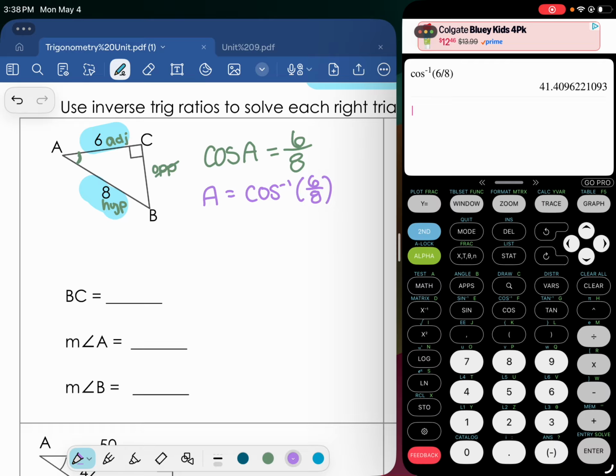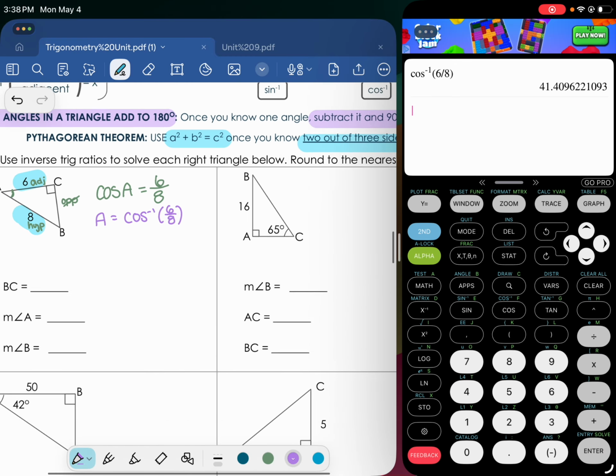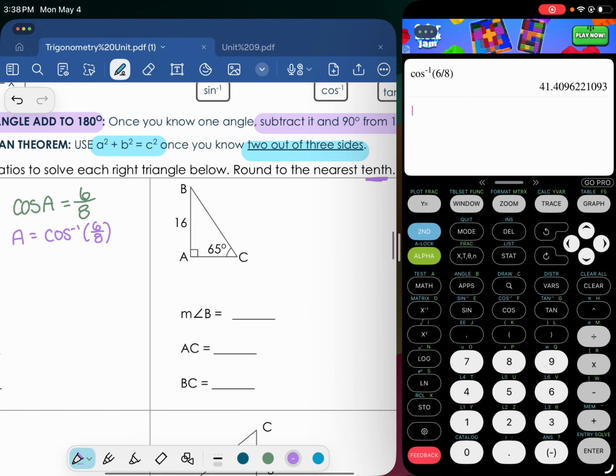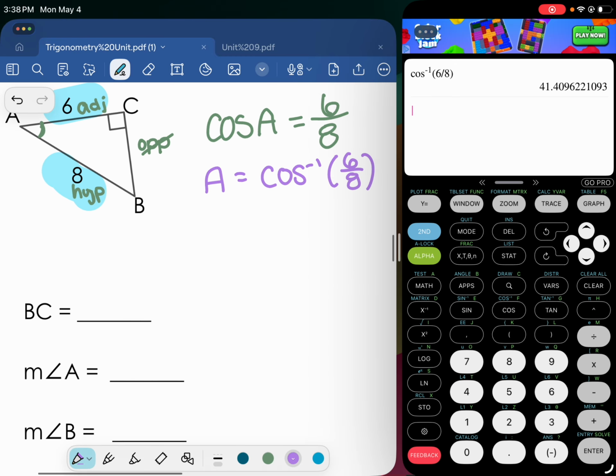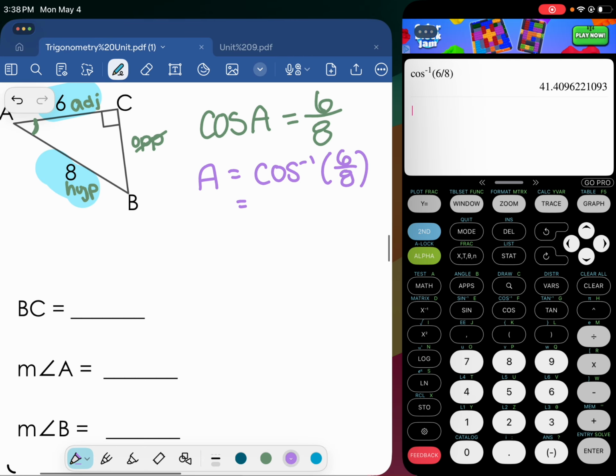And we're going to round to the nearest tenths place, because that's what it says right here. So angle A would be 41.4. And I'm going to go ahead and write that right here, and label it right here. Now, before I move on, I should write a degree symbol so that I know that that's not a side length, it's an angle measure.